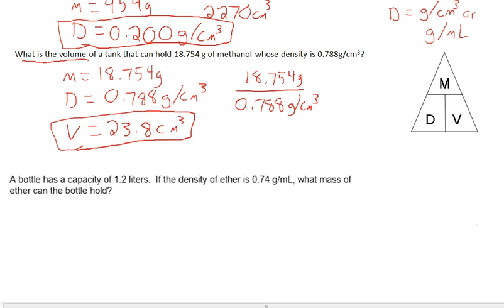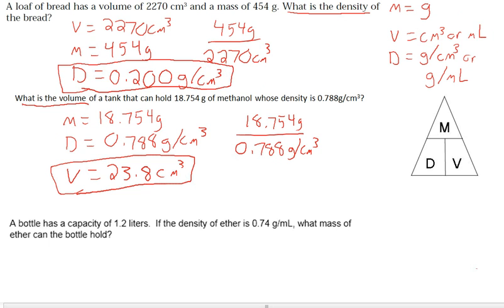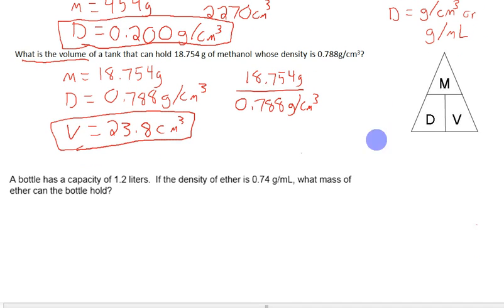Finally, a problem that's a little trickier here. We see that a bottle has a capacity of 1.2 liters. Well, liters is a measure of volume. However, the only choices we can use for volume are cubic centimeters or milliliters. That means that we have to take this 1.2 liters and determine how many milliliters are there. And I have a video on this, and we've studied this in class previously. Go back and watch that video if you need a little help. But basically, we need to go ahead and do a metric conversion from liters to milliliters.